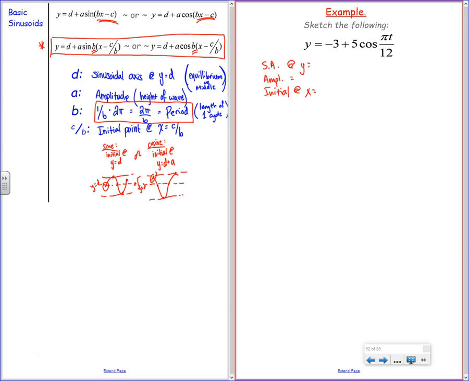What's the last one? There are 4 things: sinusoidal axis, amplitude, initial point, and period. Good. Okay, who can fill in something? What's our sinusoidal axis? Good, -3. So that's our SA.